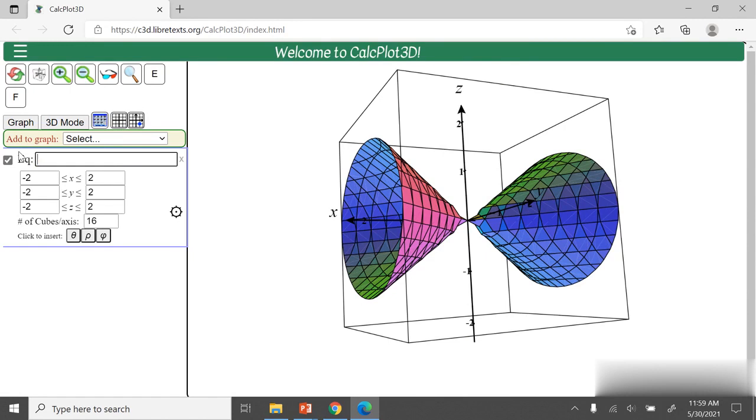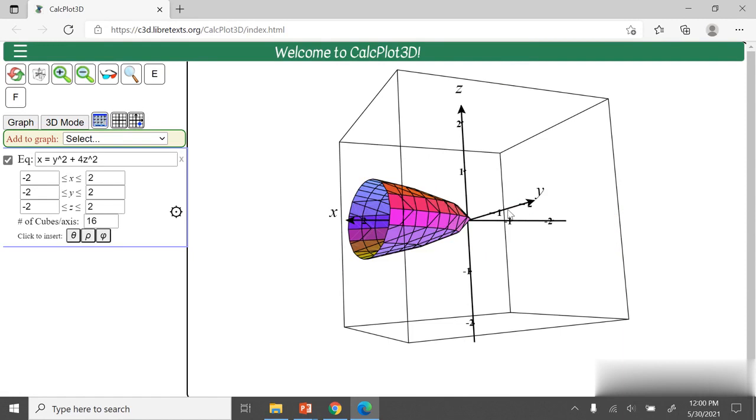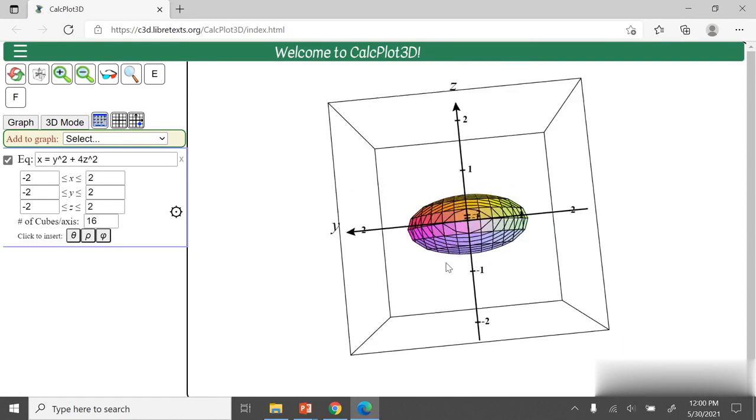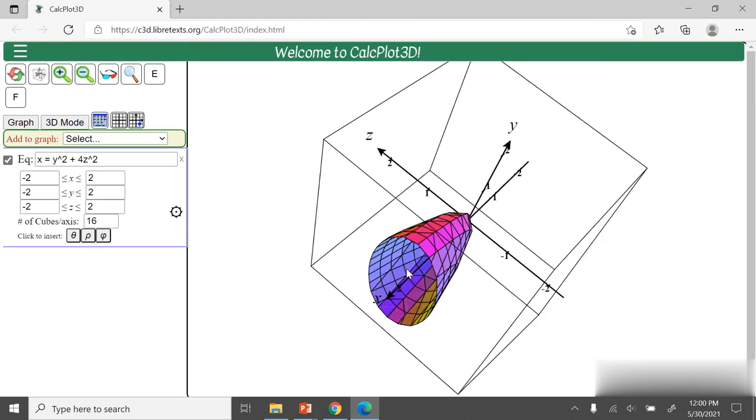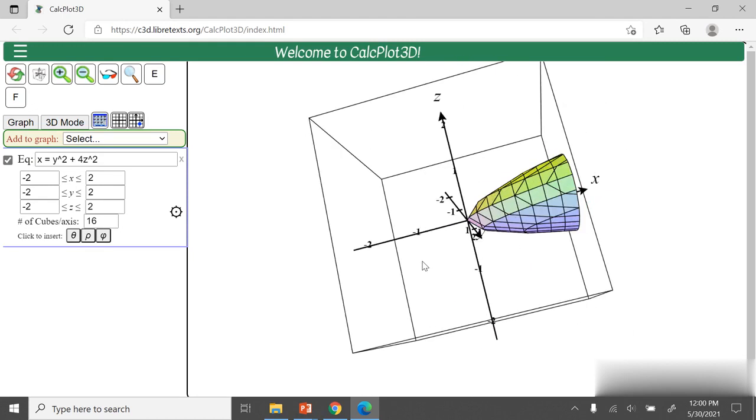And so while I have it up on the screen, maybe I'll graph my paraboloid as well and make sure I did that correctly. So we had in the previous example, x equals y squared plus 4z squared. I think I have to click enter. There it is. There's that paraboloid that I had graphed earlier. Looks better than my picture.